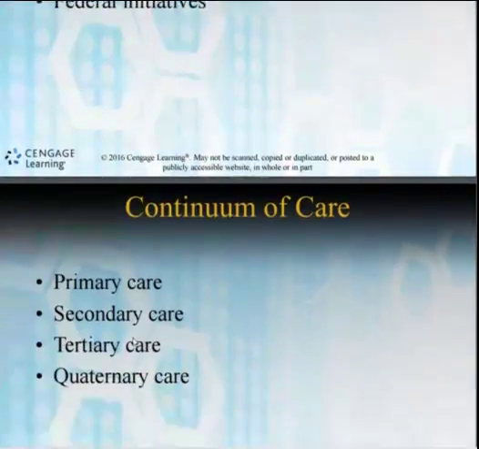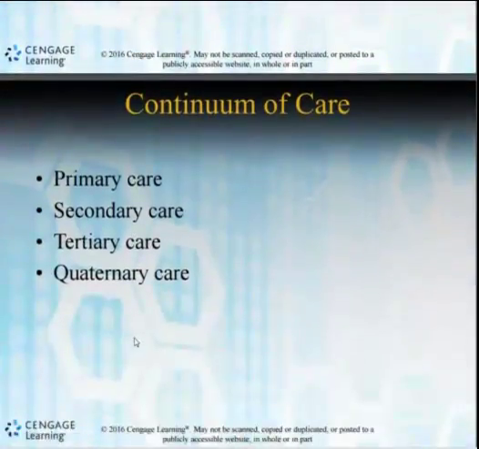Now, under continuum of care, we have four different types: primary, secondary, tertiary, and quaternary. Primary is preventative and acute care. This is your first point of contact where you're going to go for your basic conditions. This is usually family practice. You get your physicals, your immunizations, and the primary care physician may send you off to a specialist.